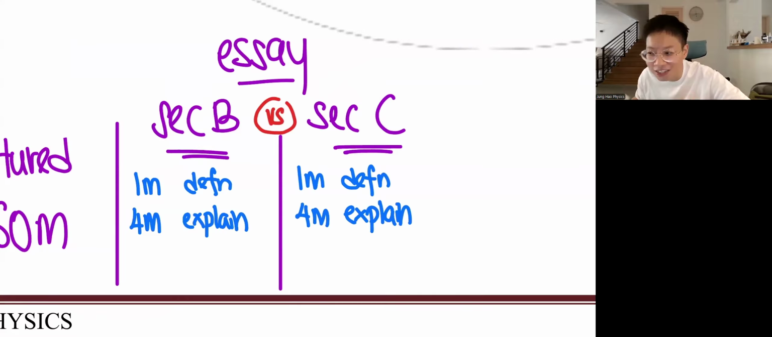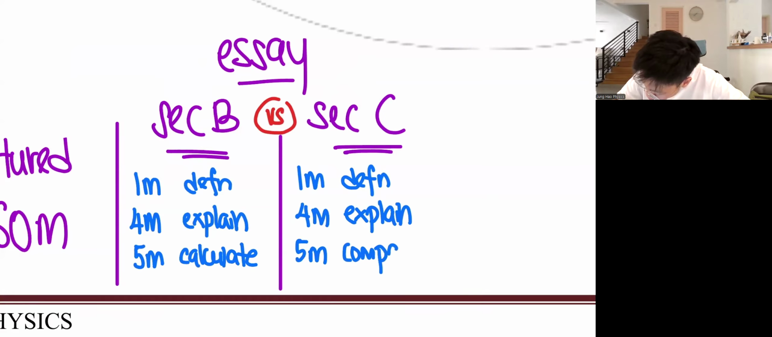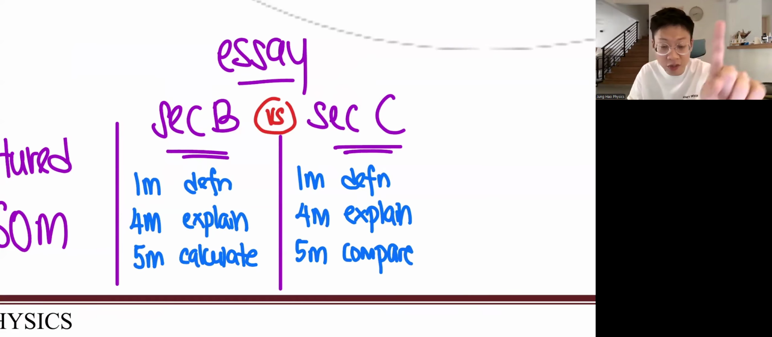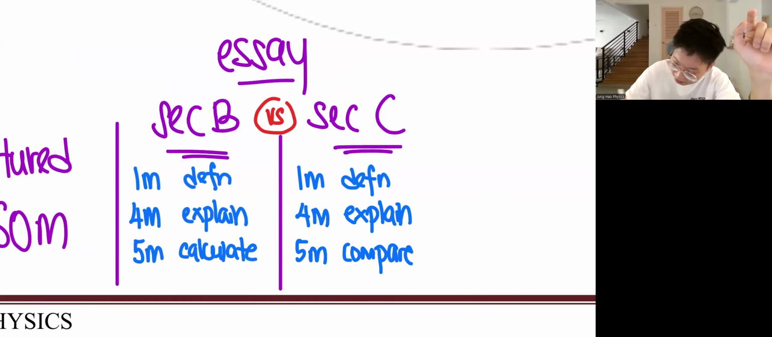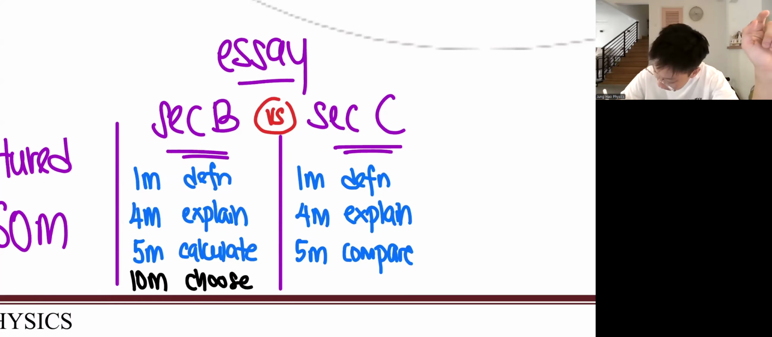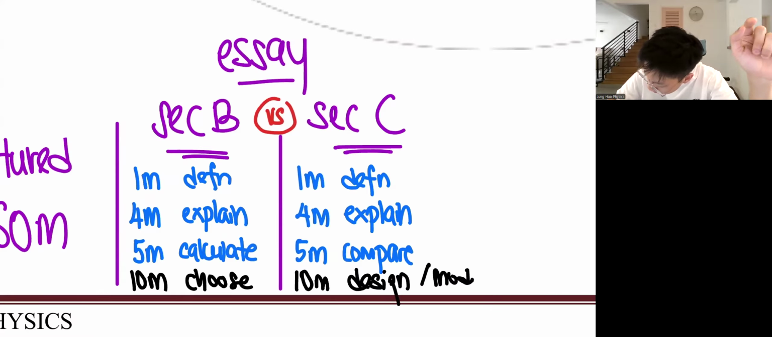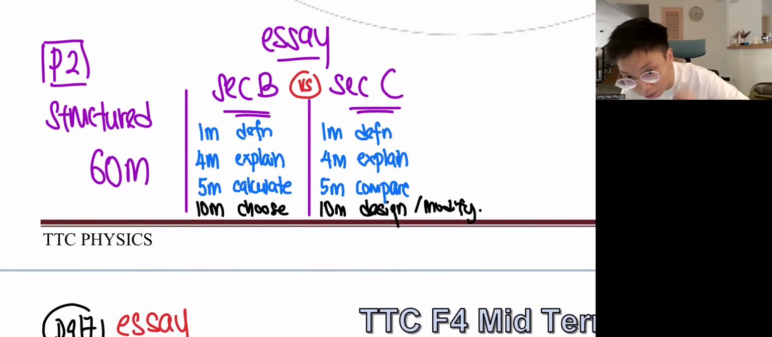Then here comes the different part. For this section B, 5 marks, it will be calculate. For section C, these 5 marks, they are going to ask you to compare, and later I will test you which one is better. Last but not least is the 10 marks. For section B, your task is to choose. For section C, these 10 marks, your task is to design or modify.